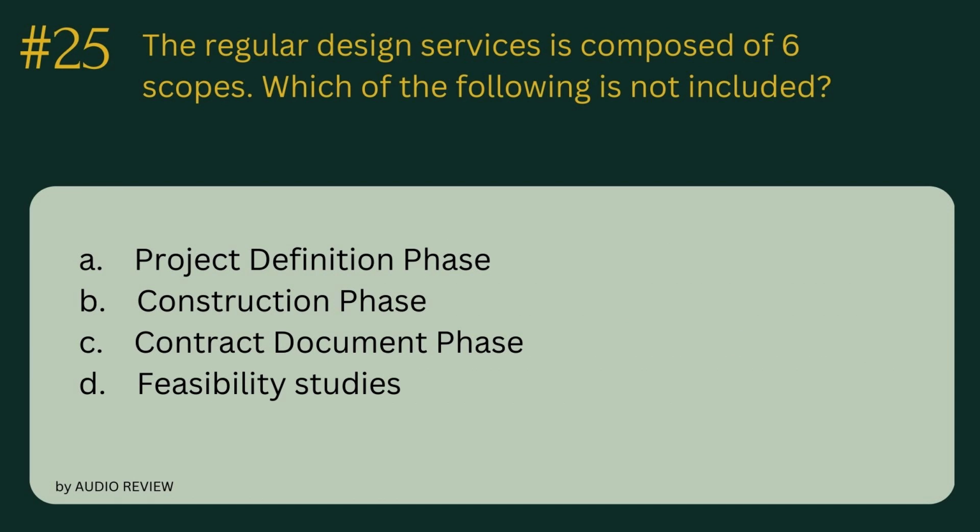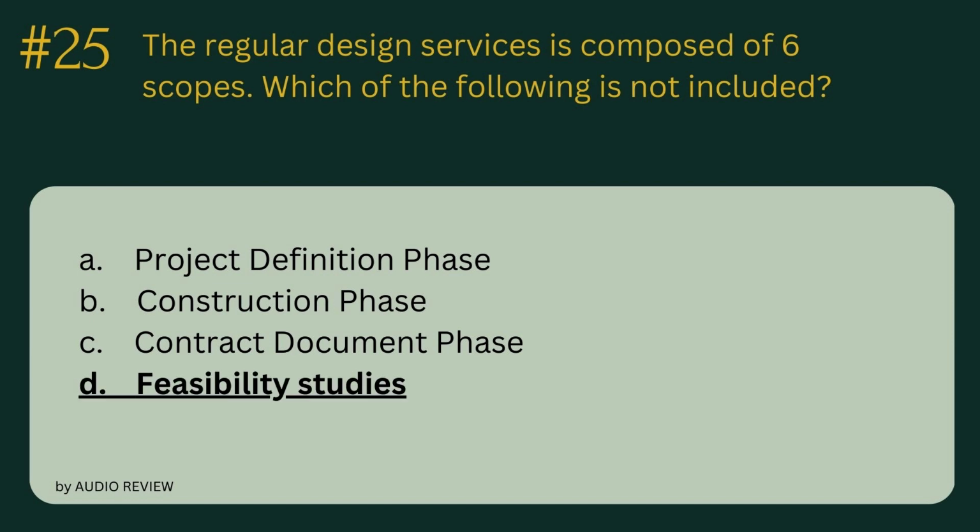Question 25. The regular design services is composed of 6 scopes. Which of the following is not included? A. Project definition phase. B. Construction phase. C. Contract document phase. D. Feasibility studies. The answer? It's D. Feasibility studies.